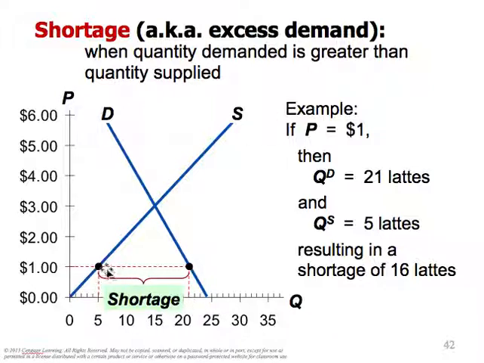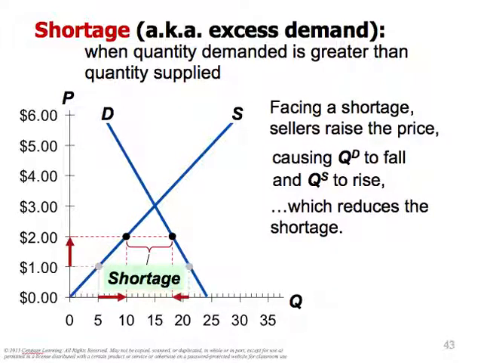So there is a mismatch again between quantity supplied and quantity demanded, but in this case, quantity demanded is much bigger than quantity supplied, and we call this a shortage. In this particular case, the shortage equals 16 because the quantity supplied is 5 and quantity demanded is 21. If you take the difference between these two, that gives you 16, the value of the shortage here. So whenever there is a shortage in the market, sellers raise the price because the quantity demanded is pretty high.